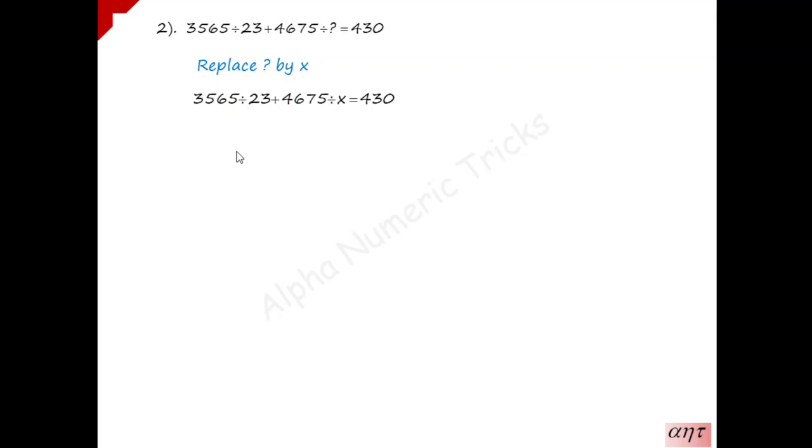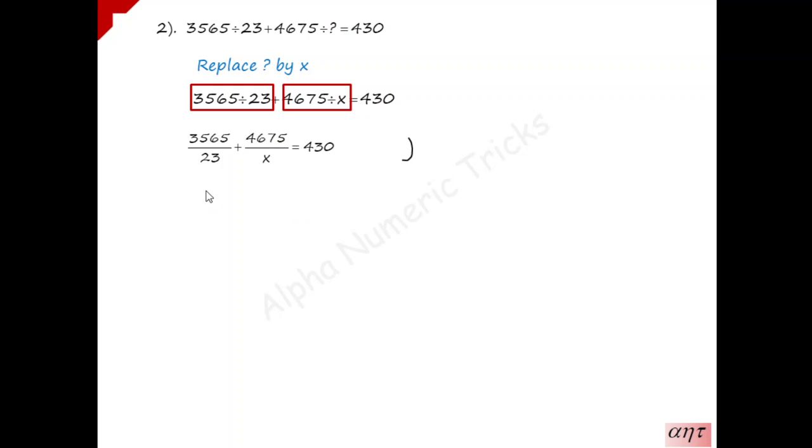And according to the order of operations, in our problem we have division and pluses there. So according to that order of operations rule, we have to evaluate division first. So we have to simplify these two terms first. Okay, so your problem becomes 3565 divided by 23 plus 4675 divided by x is equal to 430.